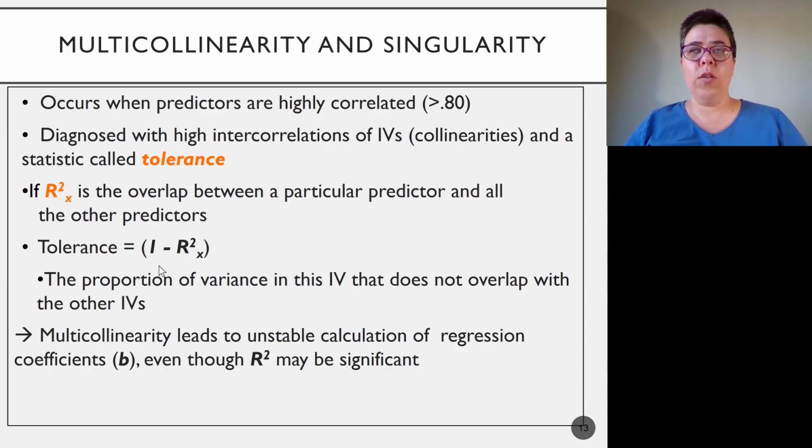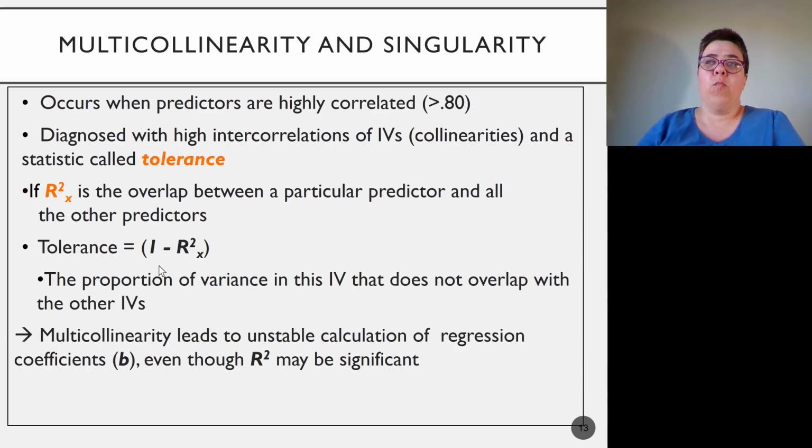So tolerance is 1 minus the collinearities, where we're talking about a variable called r squared x, which is that overlap between a particular predictor and all of the other predictors. So the more that IV overlaps with other predictors, the more there is a problem of tolerance. And so what we want is for tolerance to be high. In other words, we want r squared x to be low, the correlation of our IV with other IVs to be low.